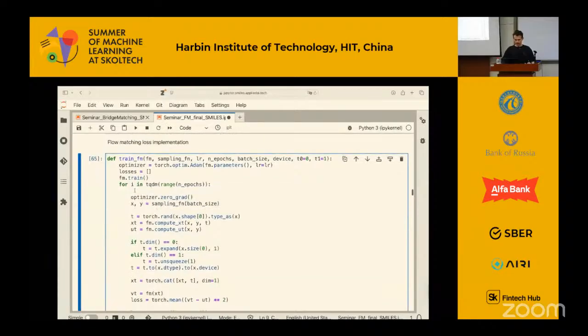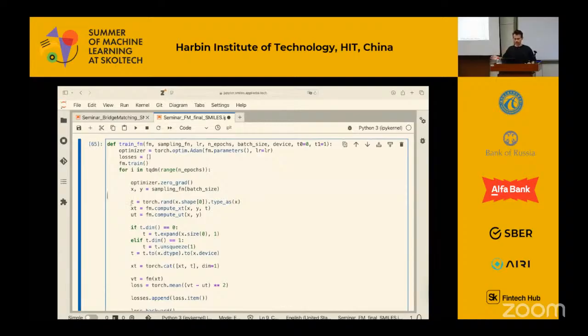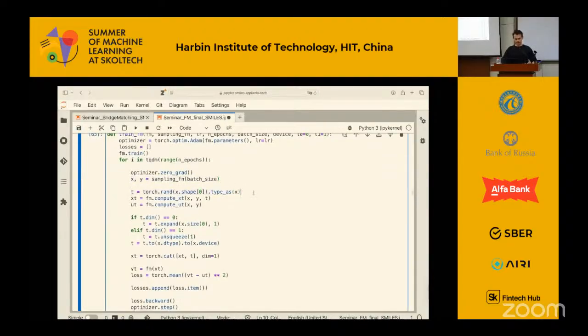Yeah, we just run some epochs, and what do we do to do one optimization step? We just sample points x0 and x1 using our sampling function. Just sample some t, which is uniformly distributed between 0 and 1. Compute our xt, which is again just the linear interpolation between x0 and x1, or like x and y here, with the already sampled random time t. And we compute our regression target, which actually is independent of t, which is interesting.